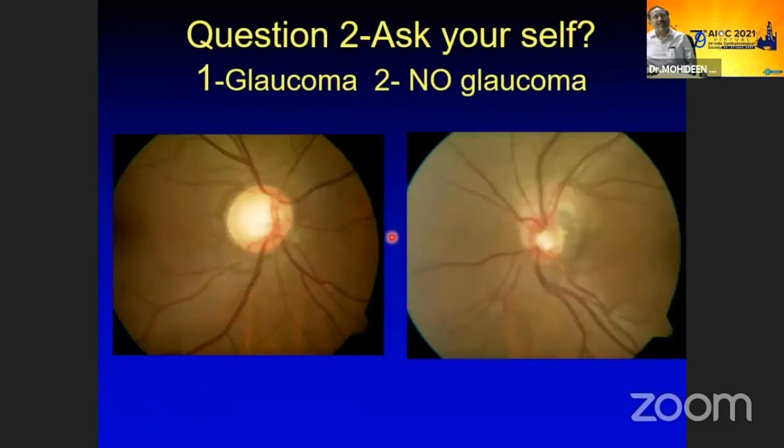What about this one? Is this a glaucoma or not? Again, I say non-glaucoma. See the disc size. The disc size is bigger in the right eye. The disc size is smaller in the left eye. Because of that, the asymmetric cupping is there, and the nerve fiber looks to be normal, and I say it is not a glaucoma.